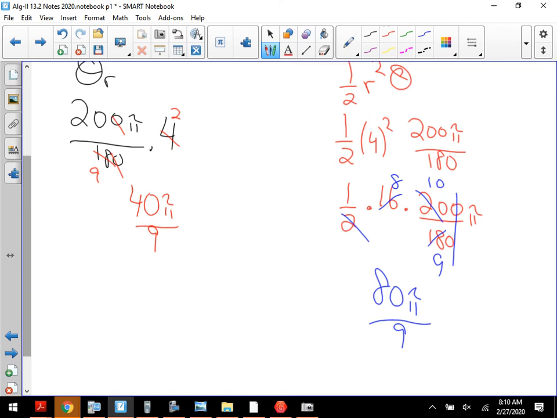When you're simplifying those fractions, take your time, because you don't have a calculator.